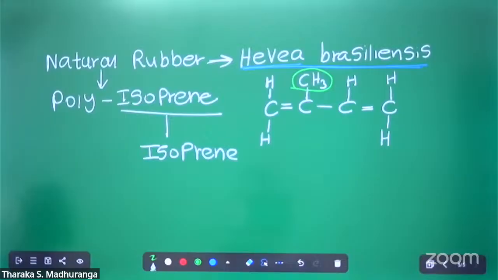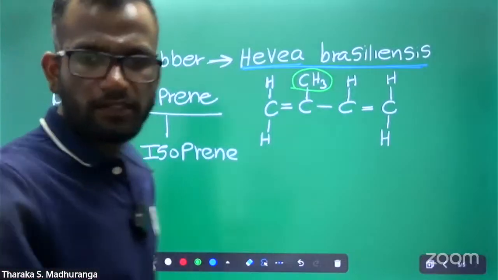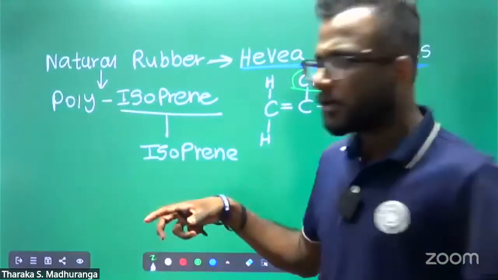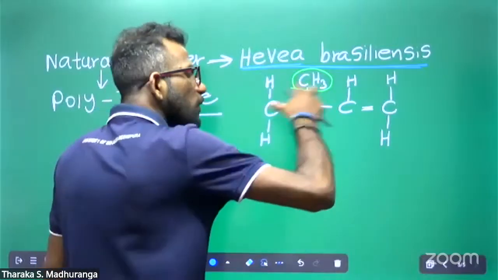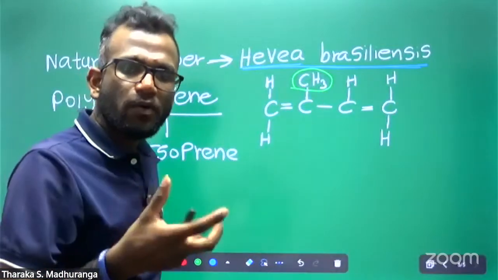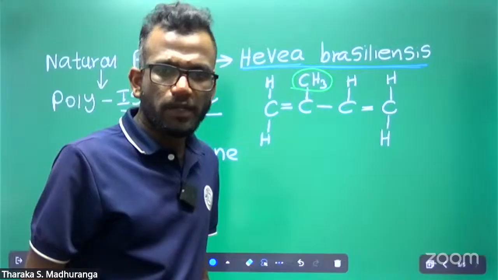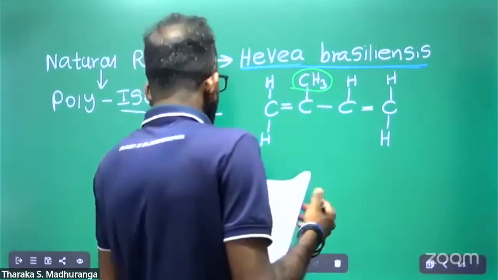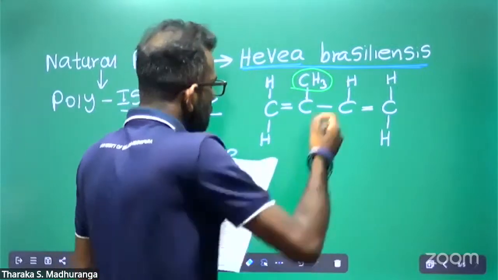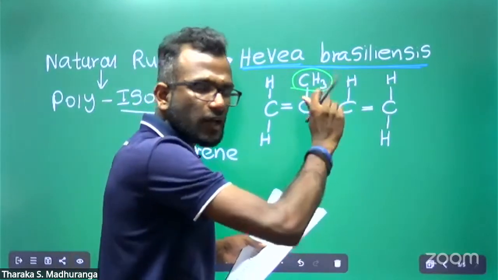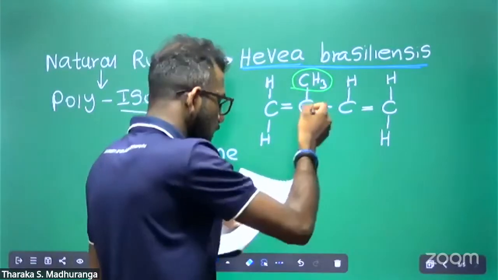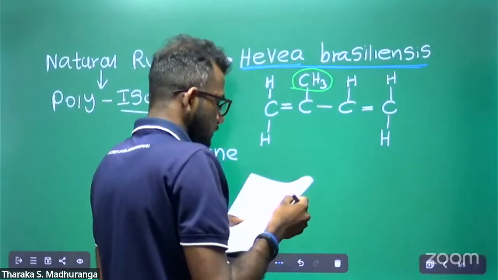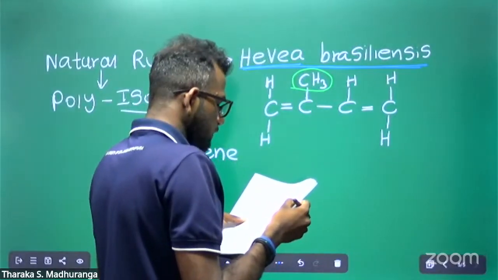Yes, very good. That's the addition polymerization. Why? How do we identify it? In polyisoprene, there is no other compound, only isoprenes. Then you can see in the polymerization process, this is isoprene: carbon, carbon, hydrogen, hydrogen.